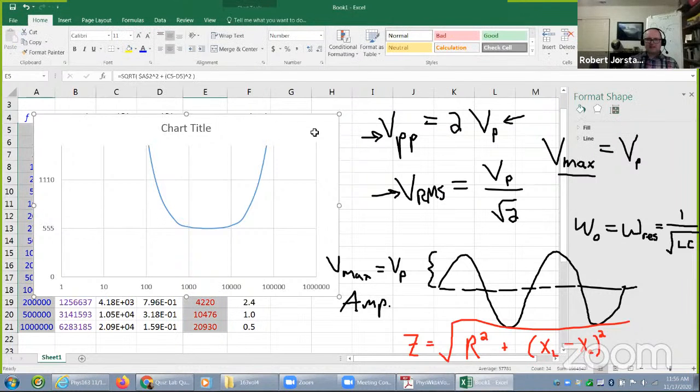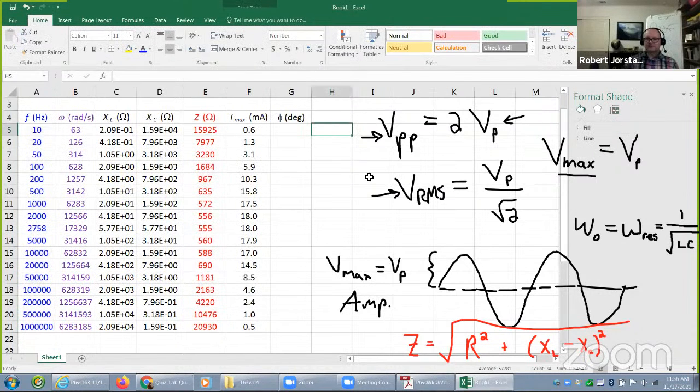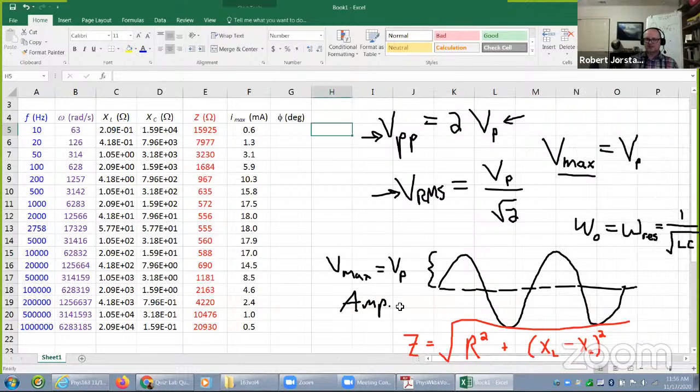Now let's do one last thing here. Phase angles. I'm running out of room with this stuff written all over my screen. Can I clear this out? I have to. You could probably clear that.